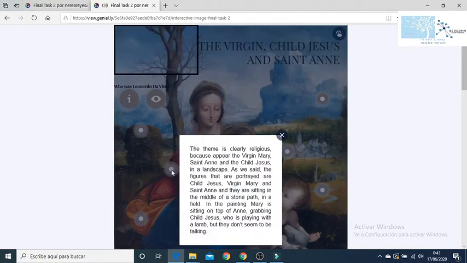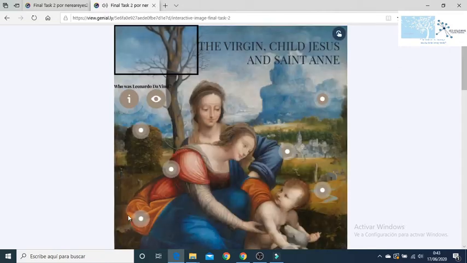As we said, the figures that are portrayed are Child Jesus, Virgin Mary, and Saint Anne, and they are sitting in the middle of a stone path in a field. In the painting, Mary is sitting on top of Anne, grabbing Child Jesus, who is playing with a lamb, but they don't seem to be talking.